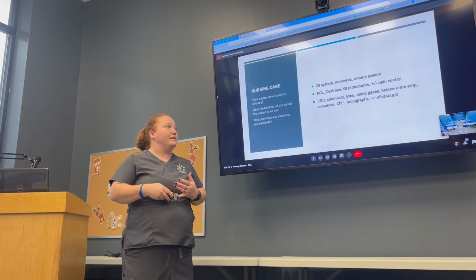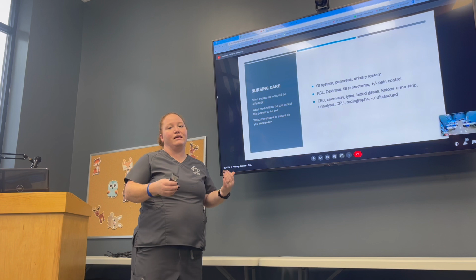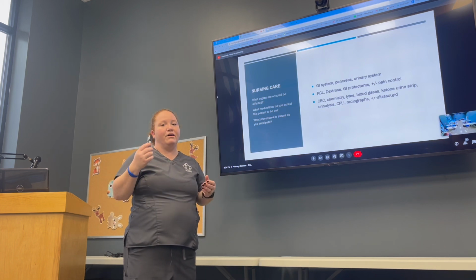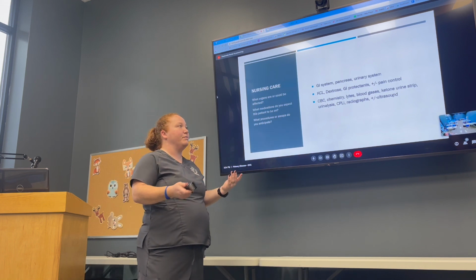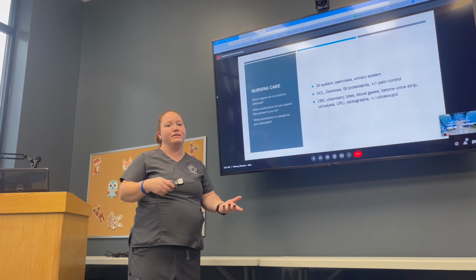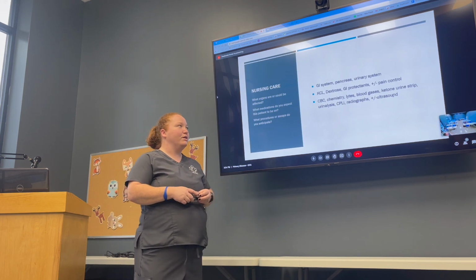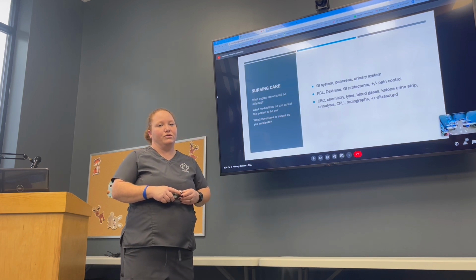We can do the ketone urine strips, urinalysis, and CPLIs, because again, the pancreas is affected. So a lot of times you'll have DKAs come in with pancreatitis added onto that. So again, your medications could be pain medications to cover the pain from pancreatitis, because it's very painful. Sometimes they will want to do radiographs, plus or minus ultrasound as well.